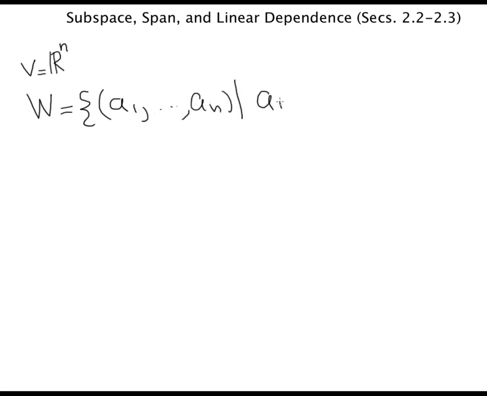Okay, let's do a couple of slightly more sophisticated examples. Suppose I was in Rn and I took the following subset. I took the set of vectors (a1 through an) such that the sum is 0.